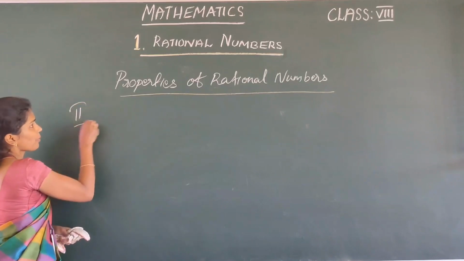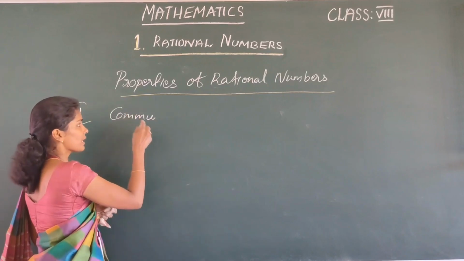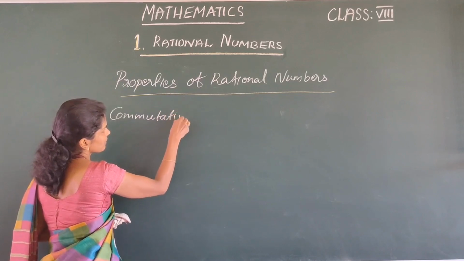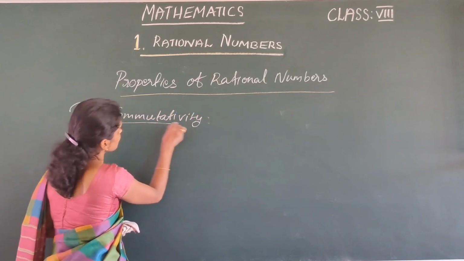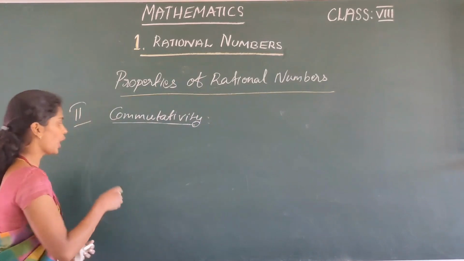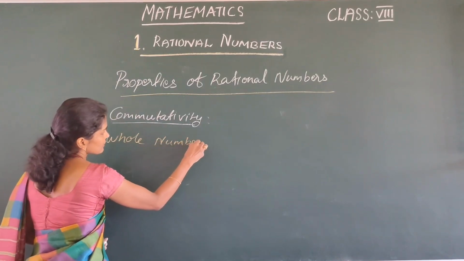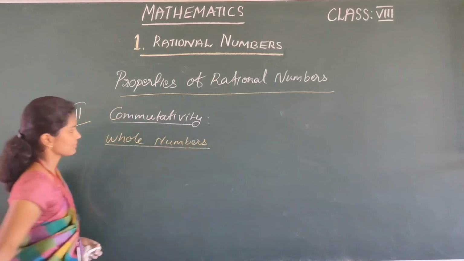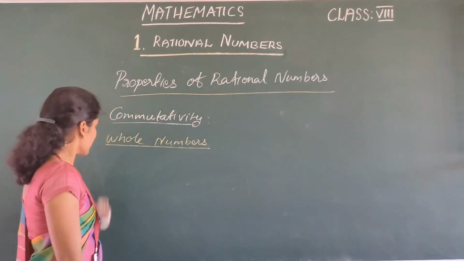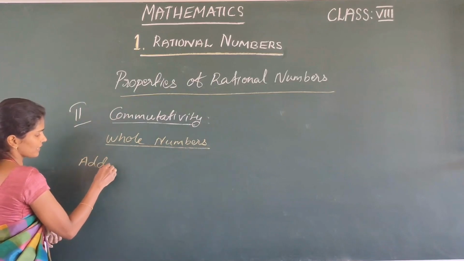Commutativity. Second property of rational numbers, commutativity or the commutative property. Here we check the commutative property of whole numbers. First we check whole numbers. What are whole numbers? 0, 1, 2, 3, 4, numbers like that we call whole numbers. Then check here commutative. What is commutative in the case of addition?